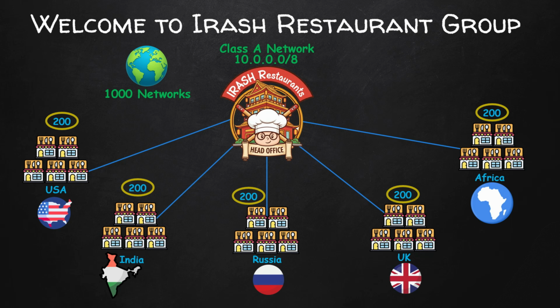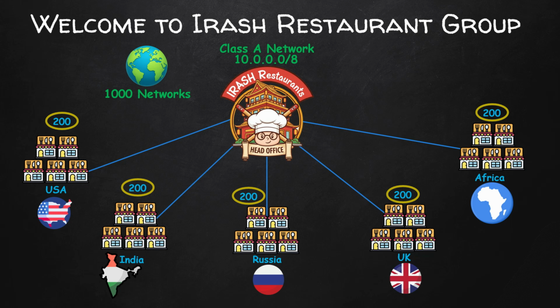And now the situation has changed. Irash Restaurant Group is growing and they are expanding their business all over the world. Initially they were focused on the USA, but now they are expanding their branches to India, Russia, UK and Africa. And in each country they have around 200 branches. So in this situation, the previous class B network is not enough to provide IP addresses to all these branches. Because as you can see, they have around 1000 branches now. So each branch needs a separate network. That means they need 1000 networks.